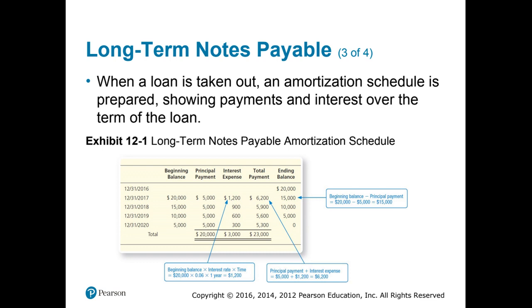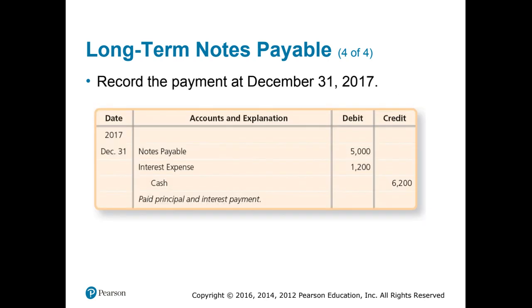So when they are keeping track of our loan balance on our amortization schedule, they are taking our beginning balance minus the amount applied to the principal equals the ending balance of the loan. And so the journal entry for this, we would show a debit to notes payable, a debit to interest expense, and a credit to cash. And they paid principal and interest payment.